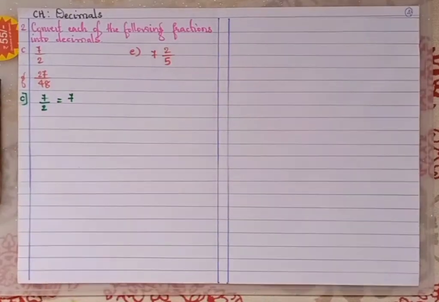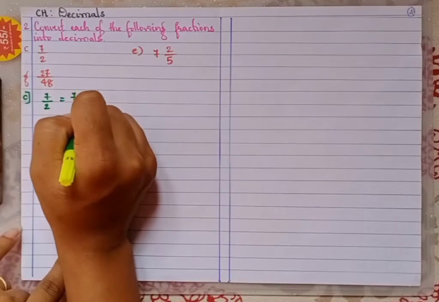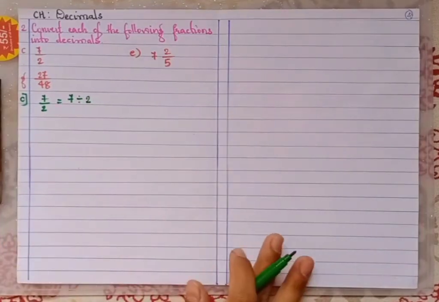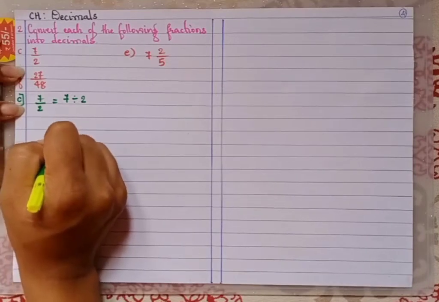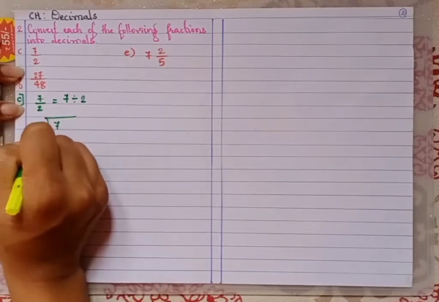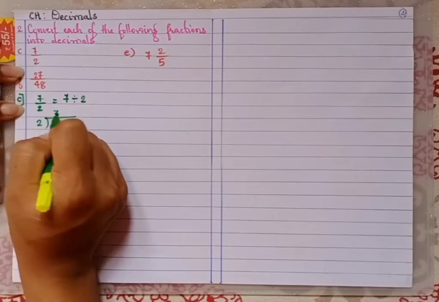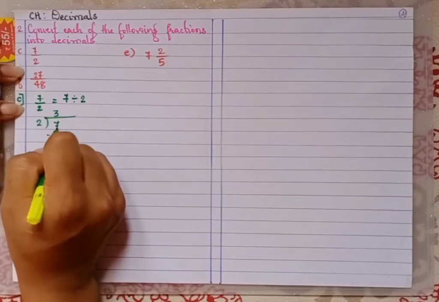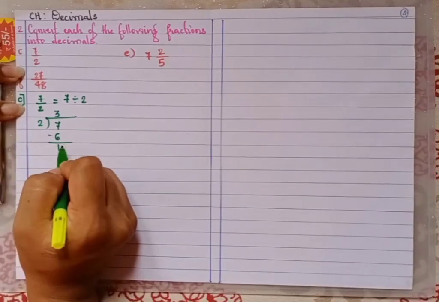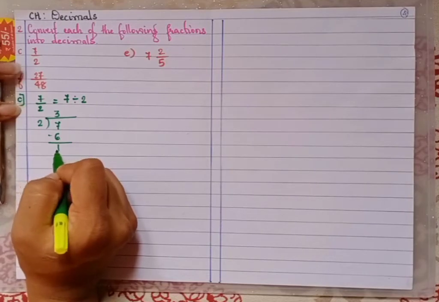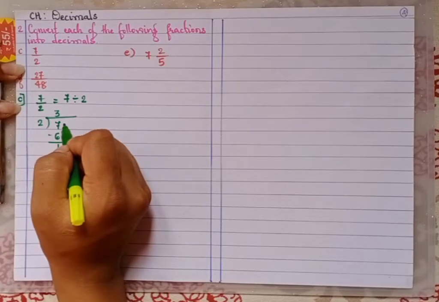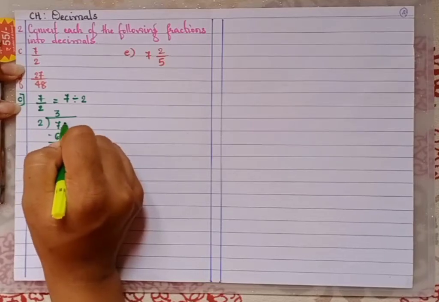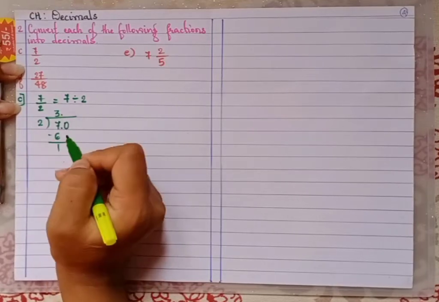7 divided by 2. So further we can divide it this way. 7 divided by 2. 2 3s are 6. Remain 1. Now we have to divide this number until we get the remainder 0. So we shall take the next digit down. So 7 can be written as 7.0. So put the decimal point here.